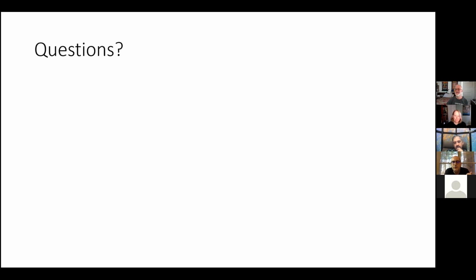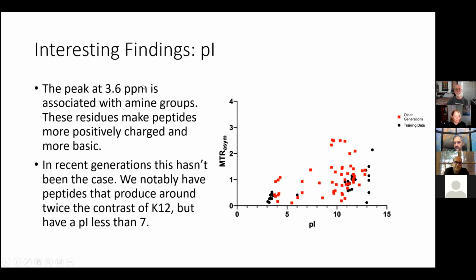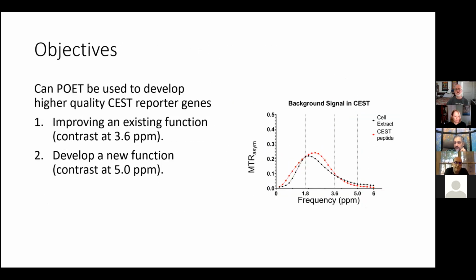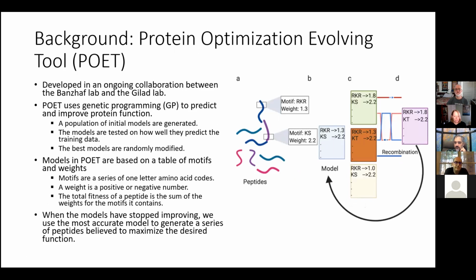Give me a second here. Let's see. Yeah, here. Our models are like these series of tables with the different motifs and the corresponding weights. And we're assuming that the total function would be, if we look at the peptides and all of the different motifs expressed within them, and we create a sum of all of the weights for those motifs, that it would give us the total function out.